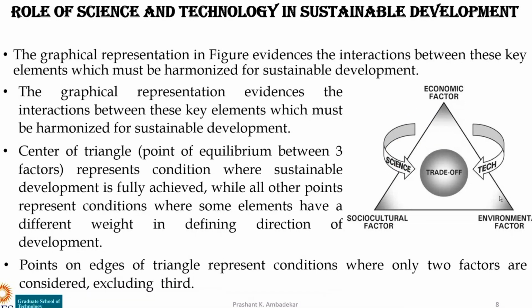Similarly, if you are on this edge of the triangle, then you are ignoring the socio-cultural factor, and if you are on this edge, you are ignoring the economic factor, or the product becomes costly. You should have a trade-off between the 1, 2 and 3 factors. That is the role of science and technology in sustainable development. You should design a product in such a way that it is not costly, it is beneficial to the society, and it is taking care of the environment also, while the product is manufactured and also while the product is in use or in service.